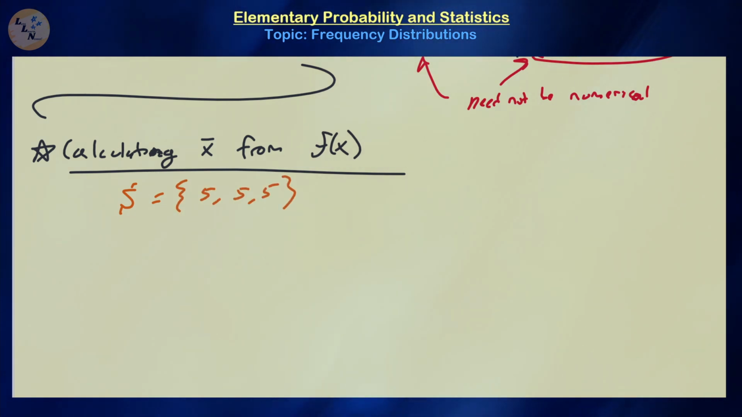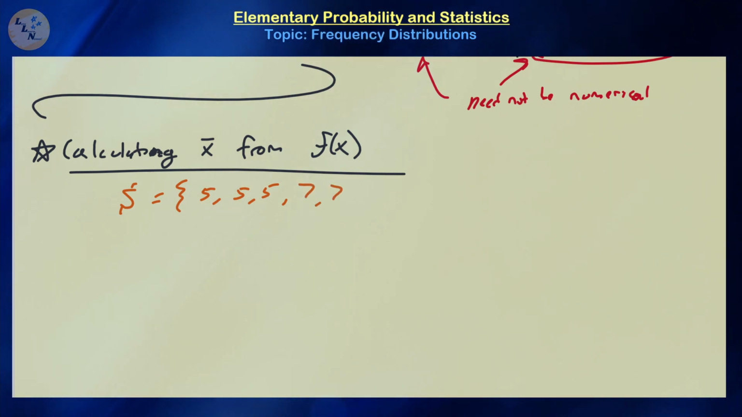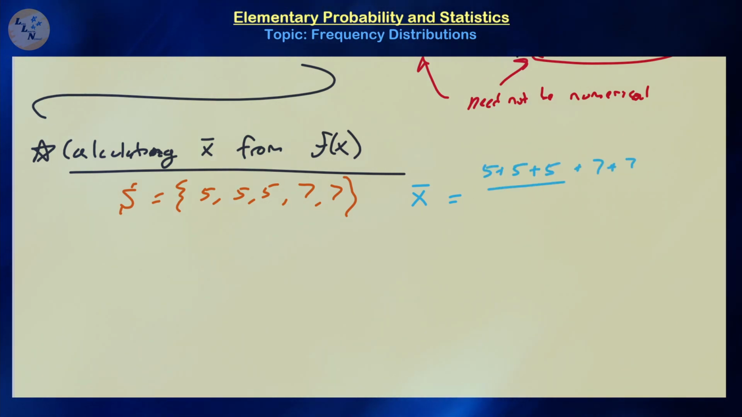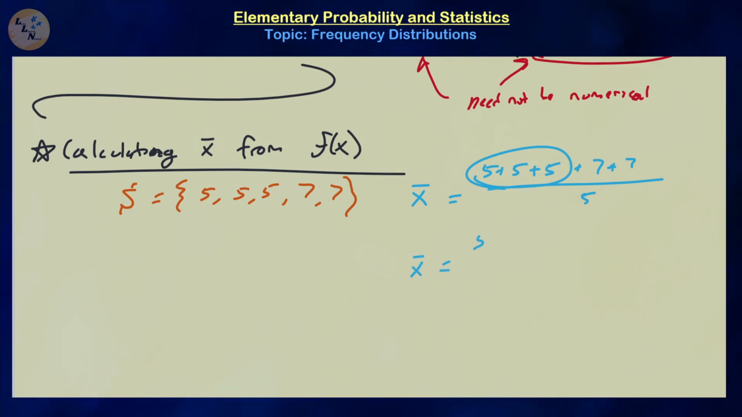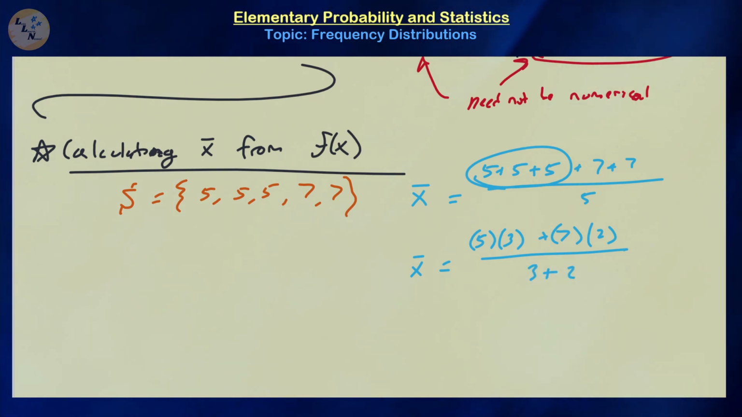So let's assume I want to find the arithmetic mean of the data set containing three 5s and two 7s. The mean of this data set is going to be equal to 5 plus 5 plus 5 plus 7 plus 7, all divided by 1, 2, 3, 4, 5. Now remember, we're going to be working with the frequencies, so notice that this can be rewritten as 5 times how many times the 5 repeats, and then 7 times how many times the 7 repeats. And the denominator is precisely the sum of those frequencies.